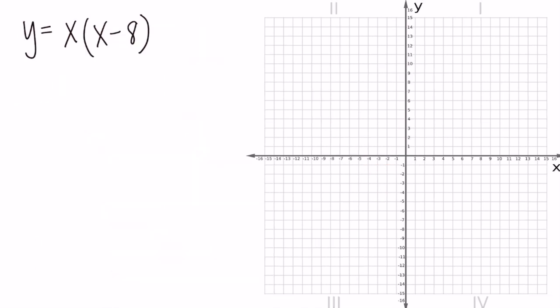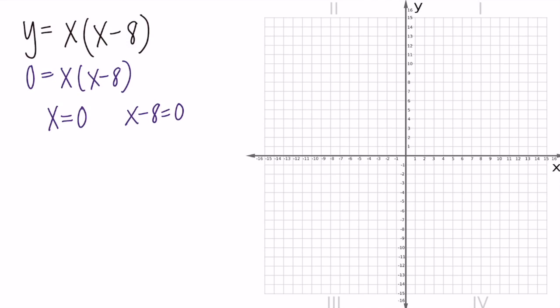For the second one, it's already factored into its 2 pieces. And then remember to find the x-intercepts, we would set y equal to 0. And then from there, we'd separate our 2 pieces, set those equal to 0, and then solve to get our x-intercepts. So the first one, we get that we're going to have an x-intercept at 0, 0, so our origin. And then we have x minus 8 equals 0, so add 8 to both sides.